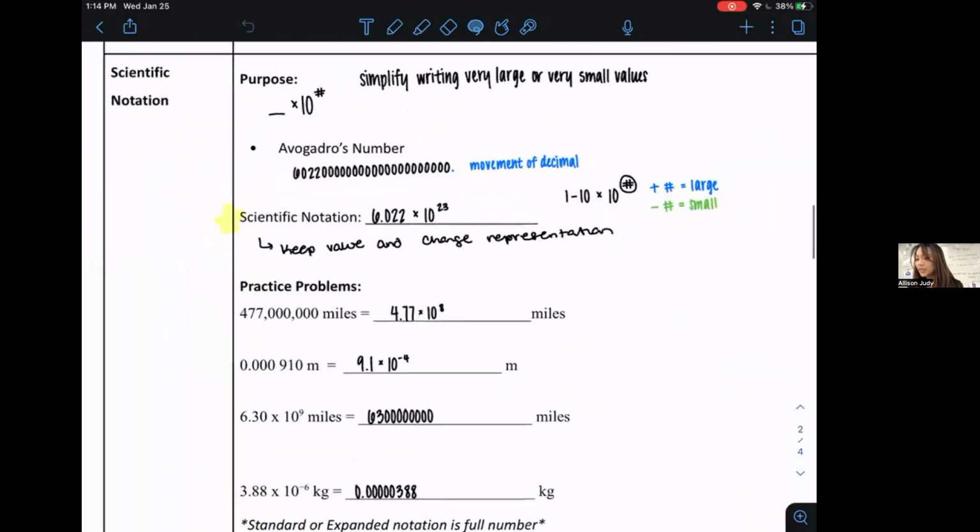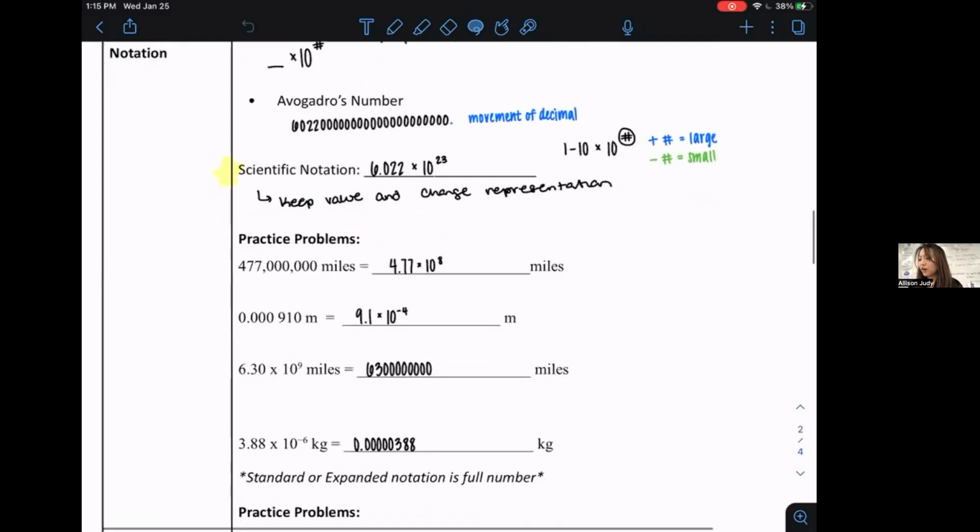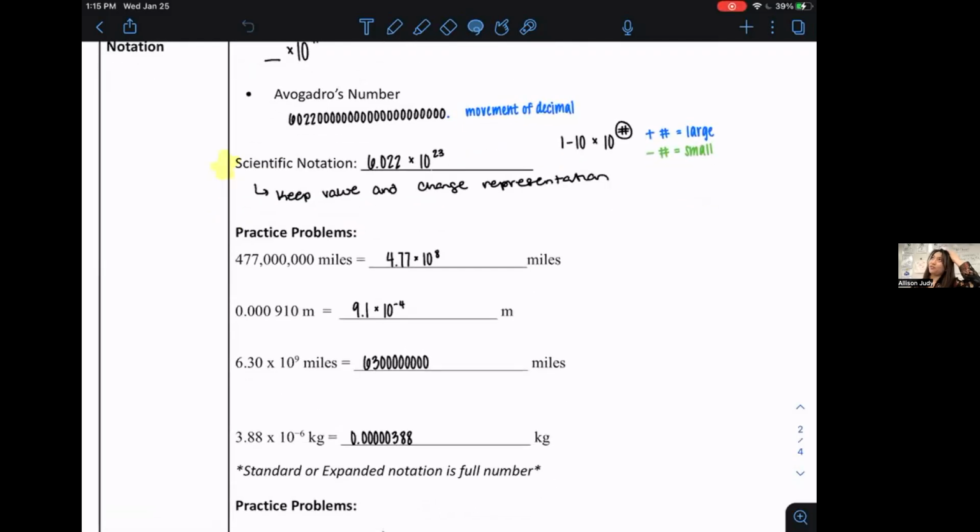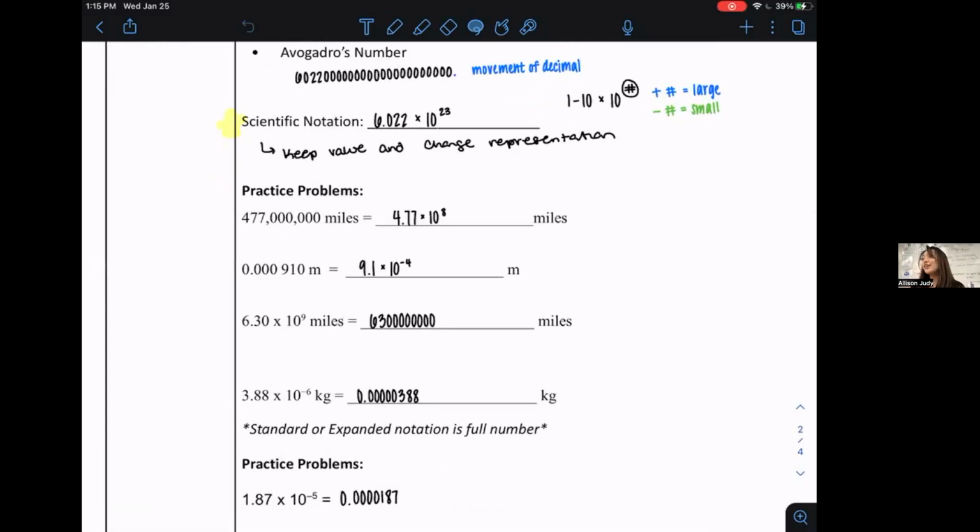Just a big idea. Scientific notation, we always keep the value. We're just changing the representation of the number, okay? So you're not actually changing the value at all. You're just changing how it looks. It's kind of like text language. Instead of saying love, L-O-V-E, you say L-U-V, okay? So maybe that's old school. Maybe I'm aging myself. That was what I wrote in junior high, when you text your girlfriends, you're like, I love you.